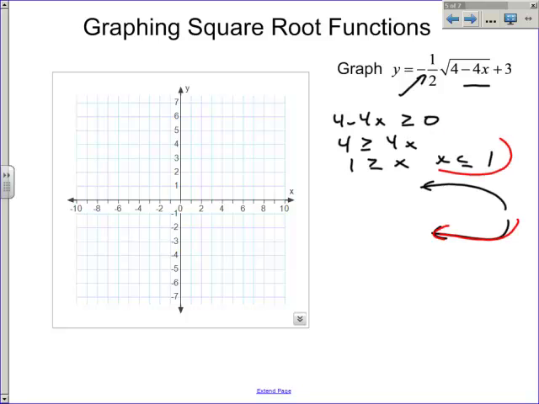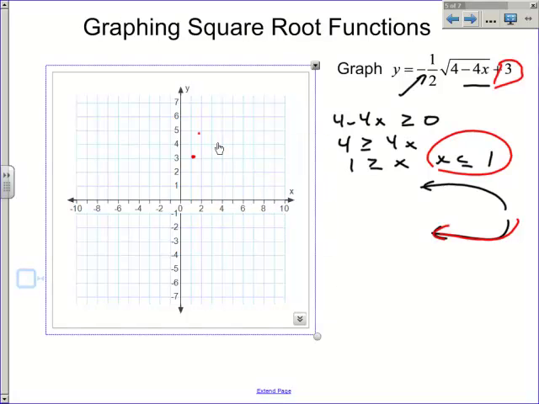Now look, my x value underneath the radical is 1. My value outside the radical is 3. So I know this graph is going to begin at the point 1, 3. How about a y-intercept?